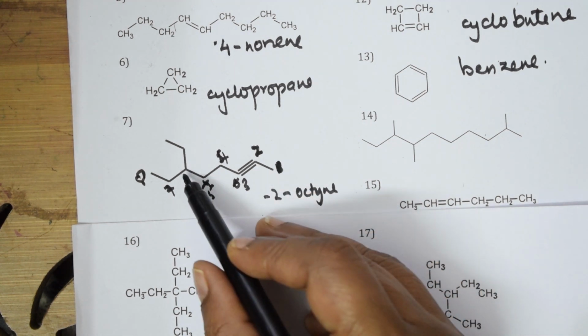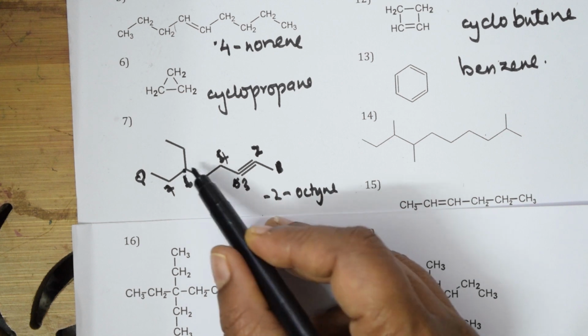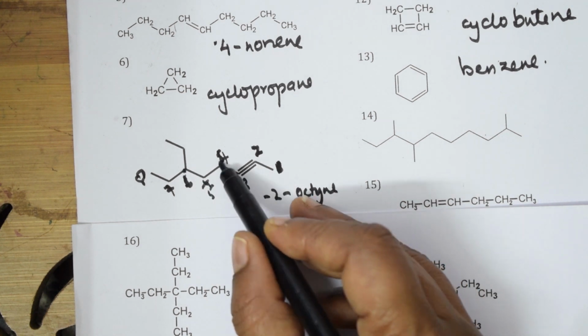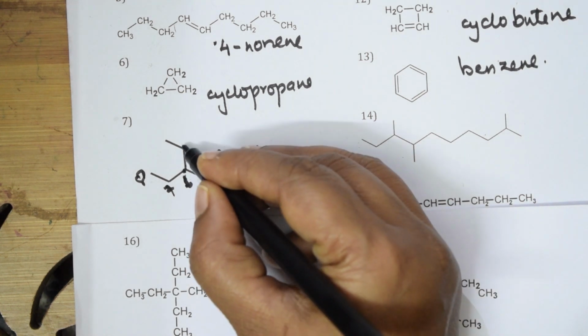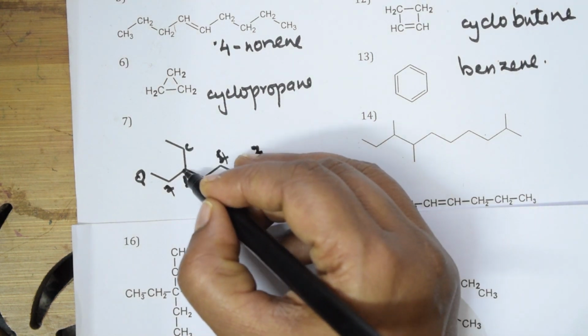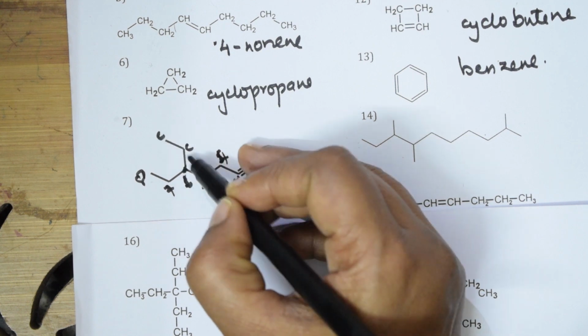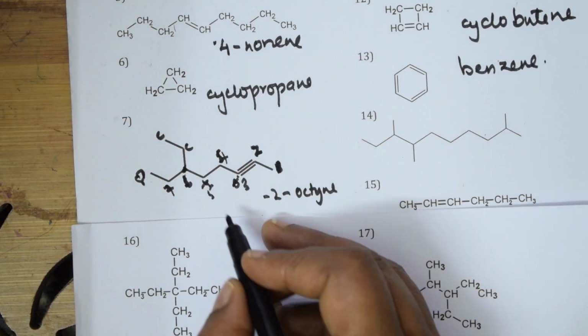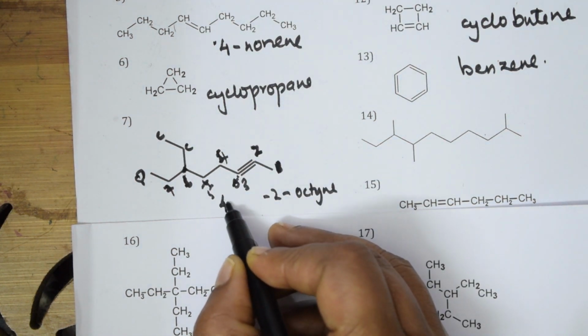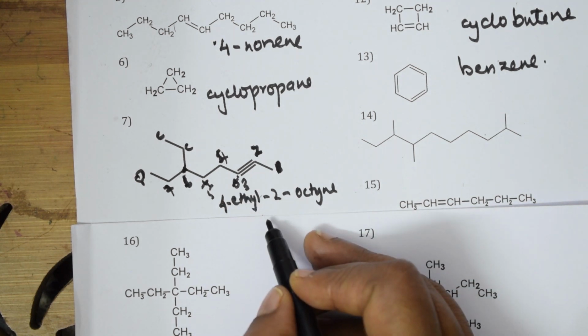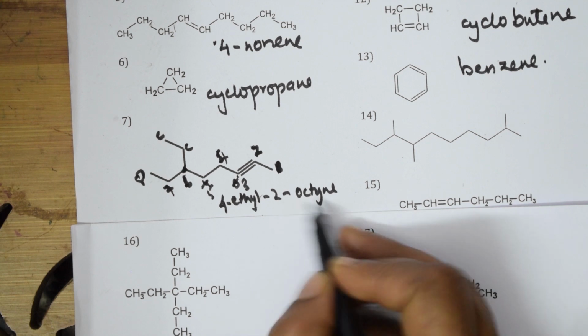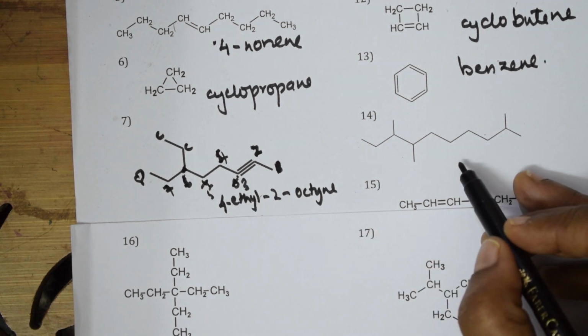Now let us go to the substituent. Here, in which position? 1, 2, 3, 4, 5, 6. In the sixth position, what is this carbon? There is one carbon here. There is one carbon here, obviously. There is one more carbon. 2 carbons means ethyl group. So which one is that? Which position? 4-ethyl, 2-octane. Done.